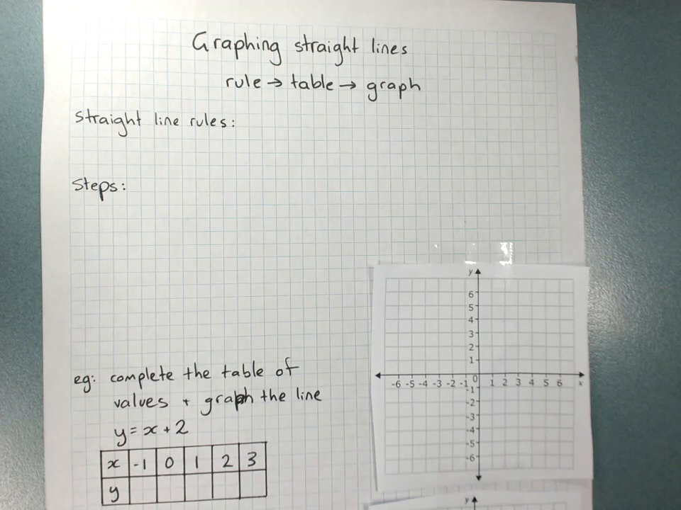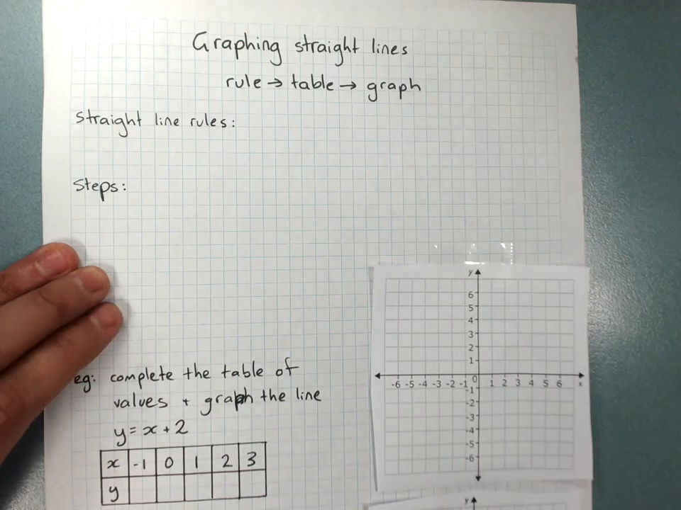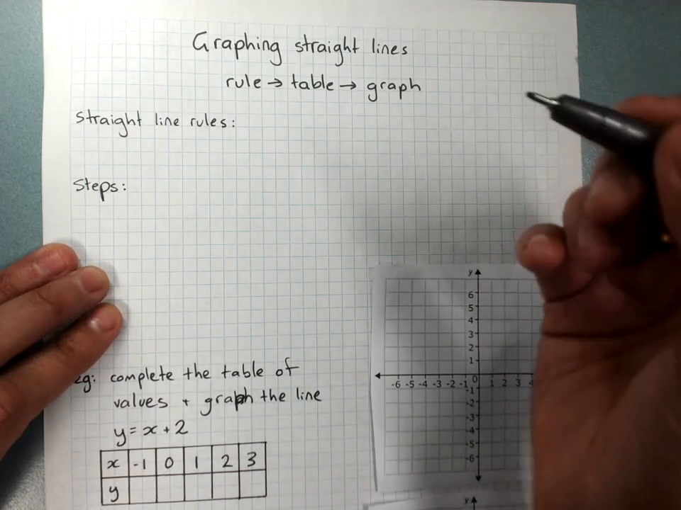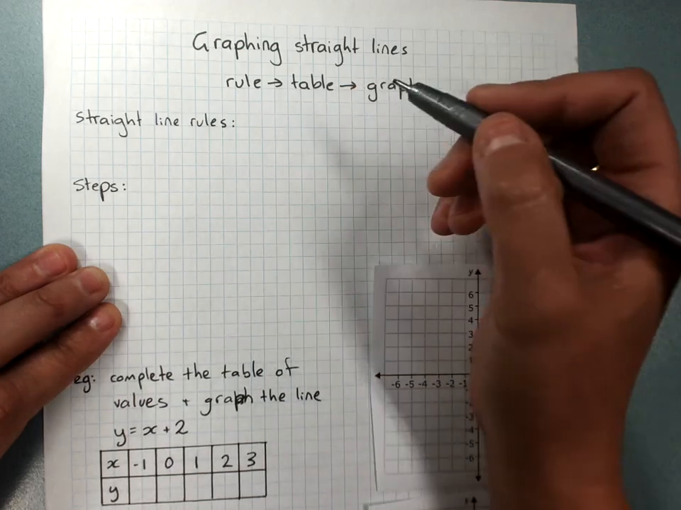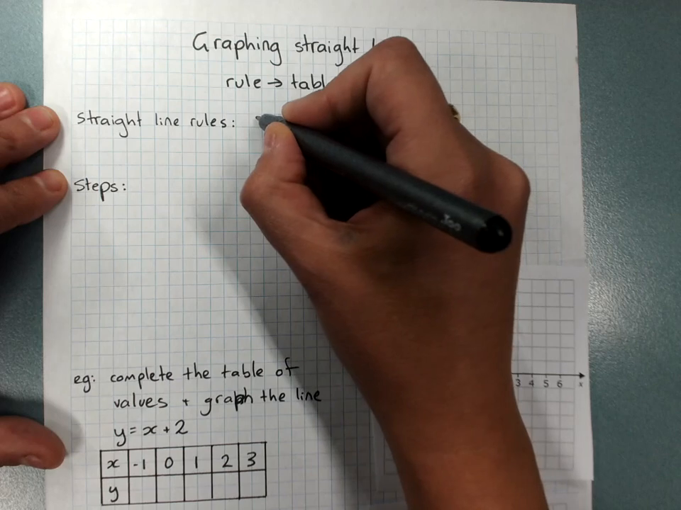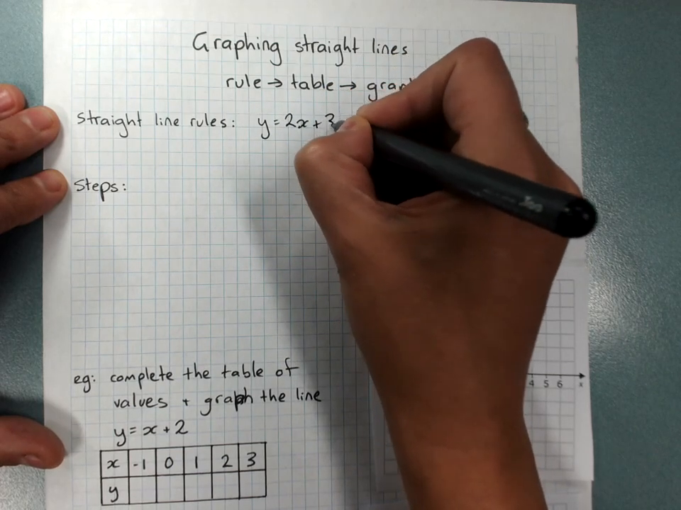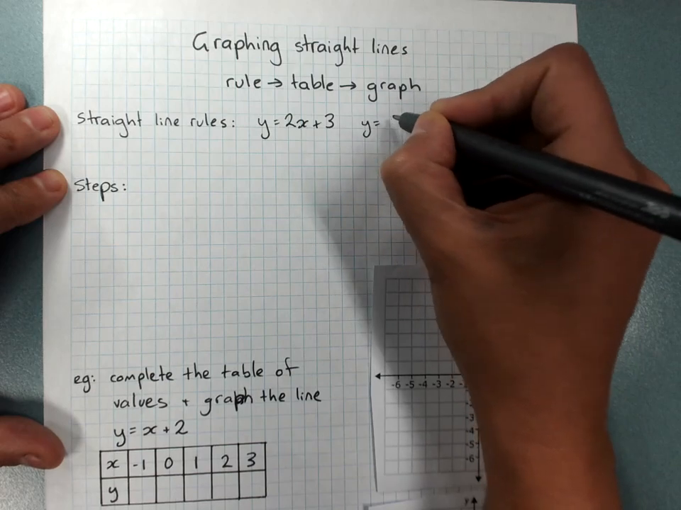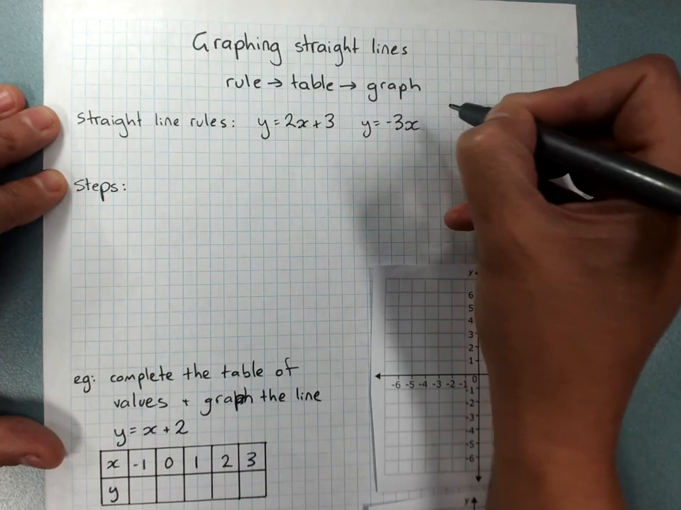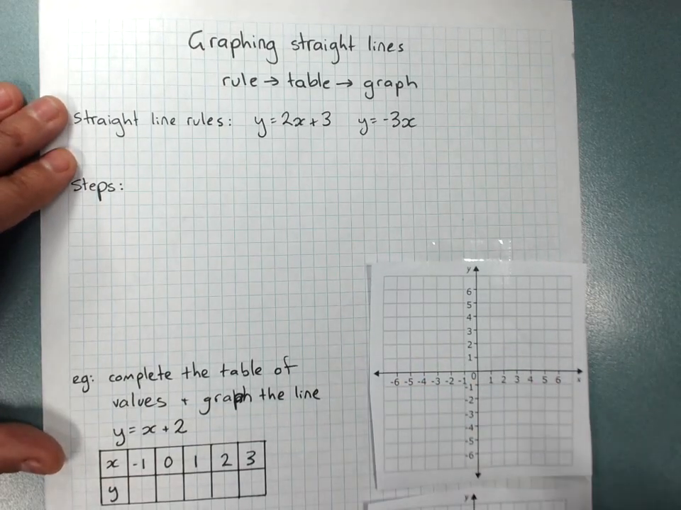Graphing straight lines, going from a rule to a table to a graph. Straight lines on a graph are a relationship between x and y, and they often have rules such as y equals 2x plus 3, or y equals minus 3x, or things like that. And their rules come from a relationship between two things.